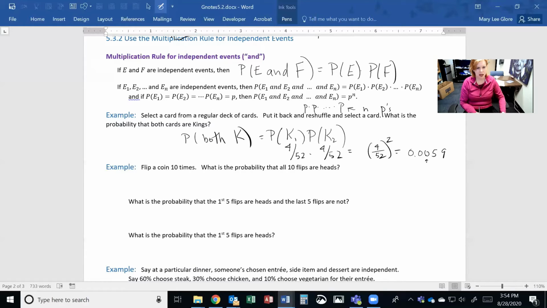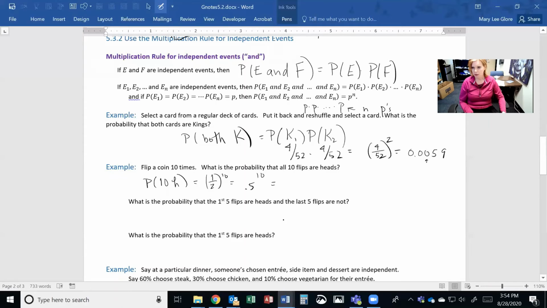All right, let's flip a coin 10 times. What's the probability we get 10 heads? So the probability of 10 heads, this is going to be this rule. I have 10 trials, I have 10 events. They all have probability 1/2 and they're independent. So this is going to be 1/2 to the 10th power, or 0.5 to the 10th power. However you want, they're all the same.